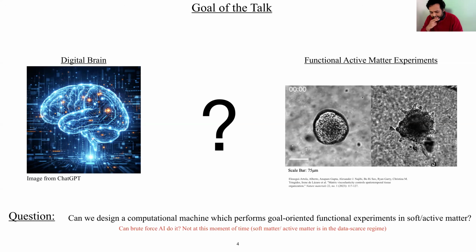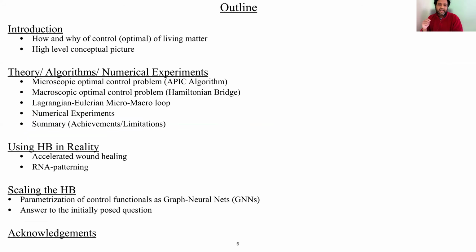So now can we ask another question? Can brute force AI do it? Not at this moment of time, because these soft matter experiments live in the data scarce regime. So now, can physics and AI do it? This is the premise of the talk that I'll be talking about. The combination of physics and AI together can in principle do these kinds of tasks. So let's begin. And this is the outline of the talk.